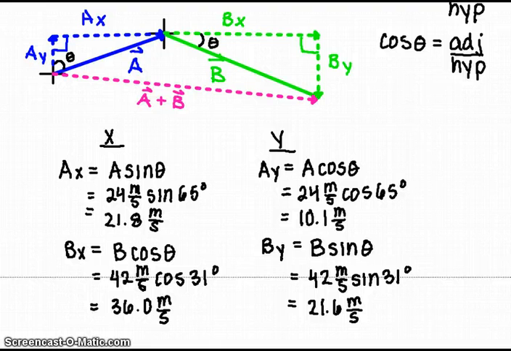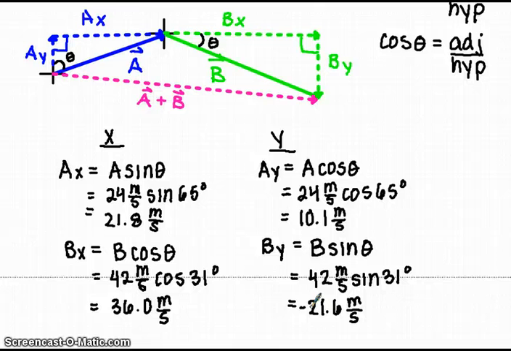Now that we have the individual components determined, we have to double check our signs. We look to see if any of these vectors in our diagram are pointed to the left or down. If they're to the left, they're negative x components. If they're down, they're negative y components. We do have one of those. B sub y is in the negative direction, so we make sure that we put that negative sign there with b sub y.